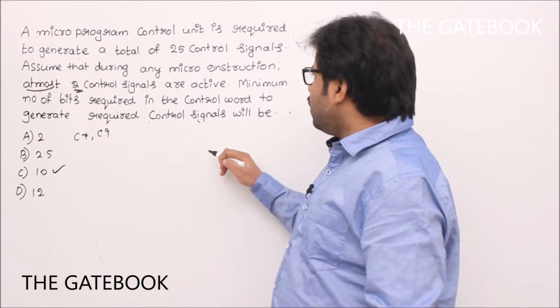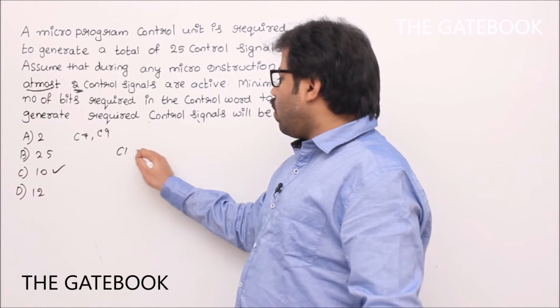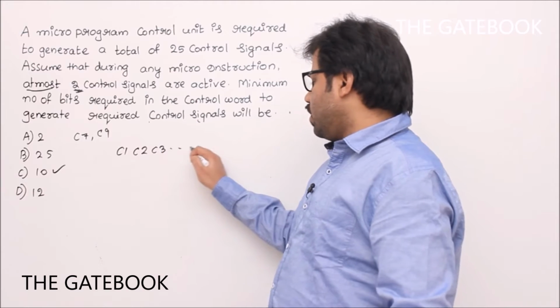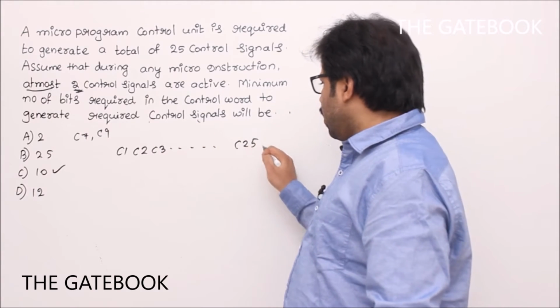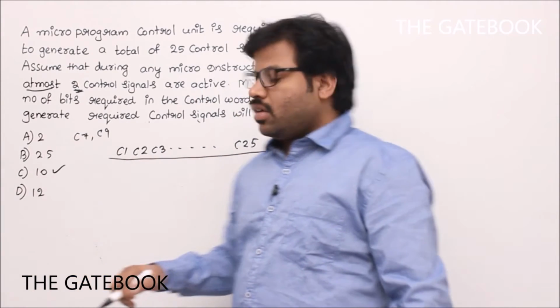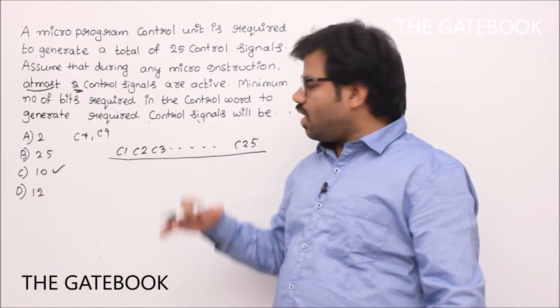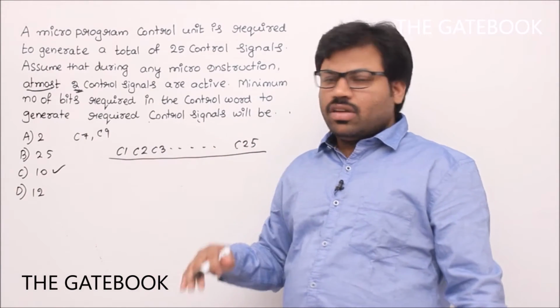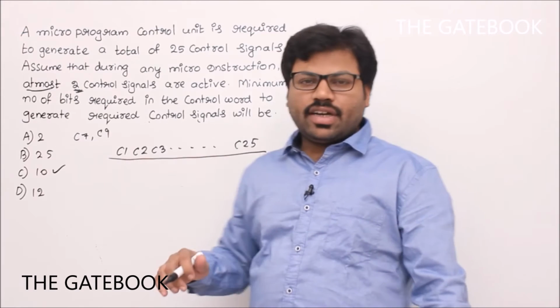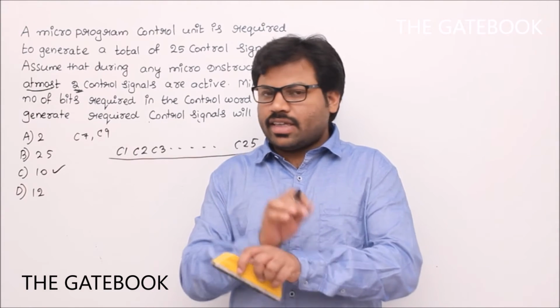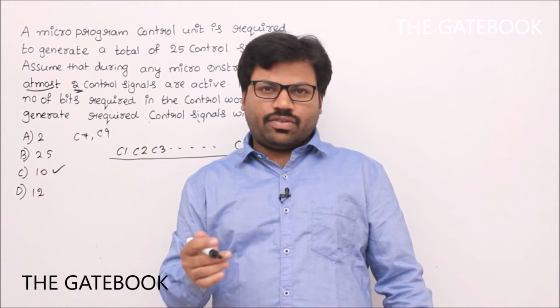If you see the patterns, we have 25 control signals, correct? Let me write it, C1, C2, C3, and so on up to C25, right? But they are not random, right? That means they are not randomly getting enabled. So the patterns, if you see, assume that, let's say, at least one control signal should be active, okay?